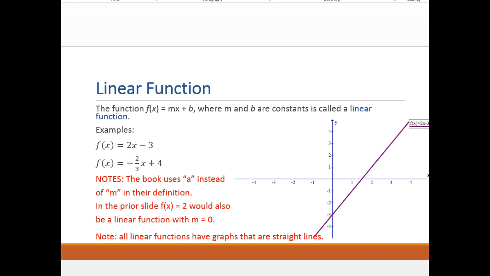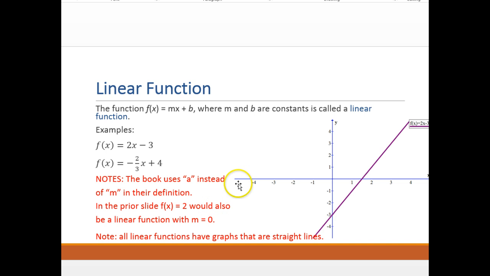The second type of function we want to look at is what's called a linear function. In this case, the function f of x is equal to mx plus b, where m and b are constants. This is called the linear function. Here's an example: f of x equals 2x minus 3. f of x is equal to negative 2/3 x plus 4. The top example is actually shown in the graph here to the right, f of x equals 2x minus 3.